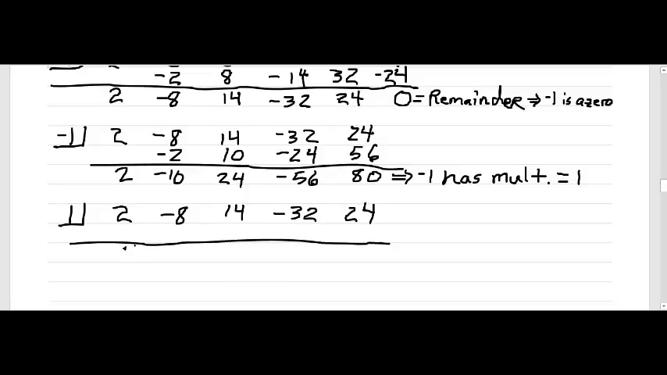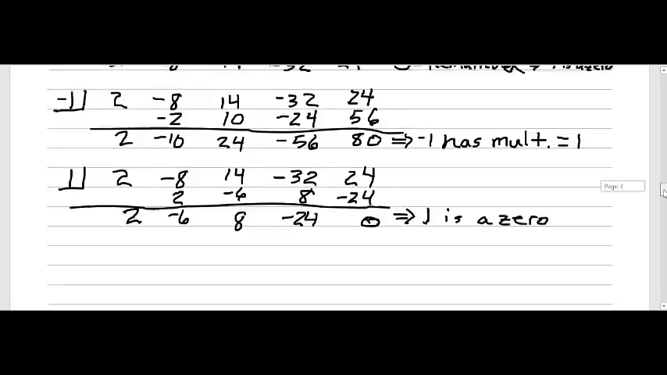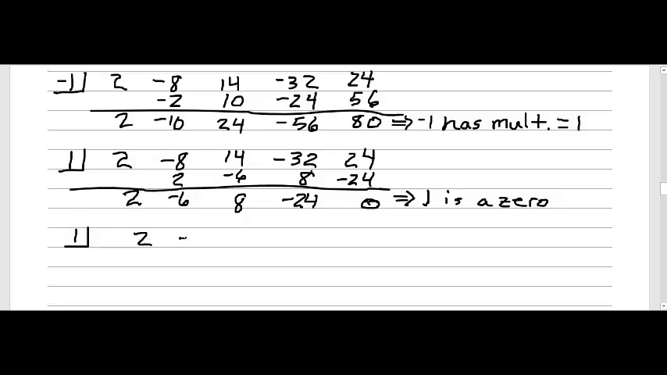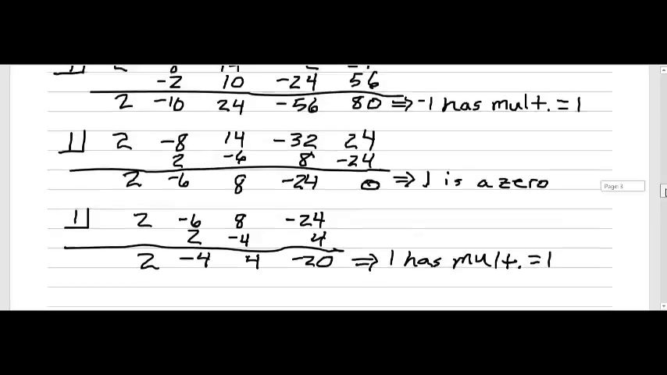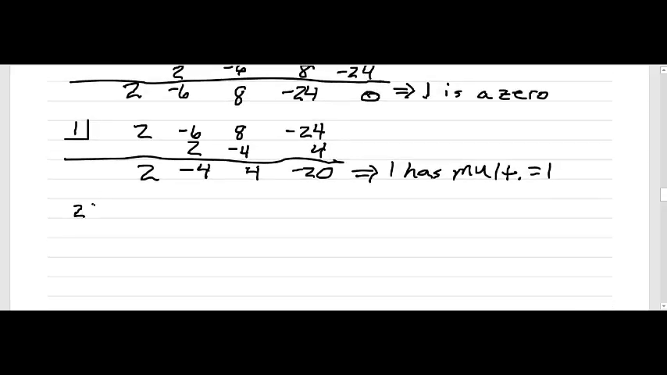All right, now let's try 1. Let's see if that's a 0. Bring down the 2, multiply by 1, add that to -8, and repeat the process. I see that I do get a 0 remainder. So that means 1 is a 0 of the polynomial. Let's see if 1 has a multiplicity greater than 1. We use the coefficients of the quotient from the previous synthetic division and repeat the process. We do not get a 0 remainder, so 1 only has a multiplicity of 1.